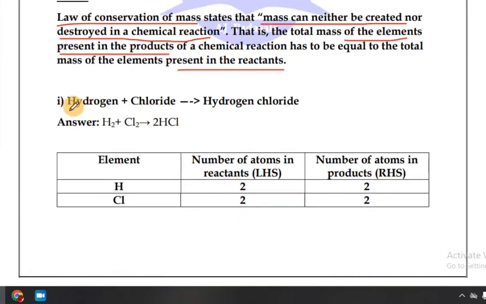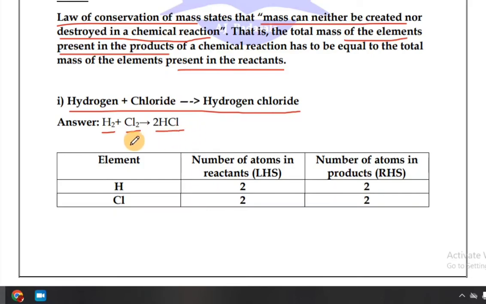The first question is hydrogen plus chloride gives hydrogen chloride. Here they had given the chemical reaction in the form of a statement. So first we have to convert the statement into its element form, into its symbol. We know that hydrogen we have to write as H2 and chloride we have to write as Cl2 and hydrogen chloride we have to write as HCl. Okay. Now here we have written the symbol as H2 plus Cl2 which gives 2HCl. So we have converted the statement into its symbol.